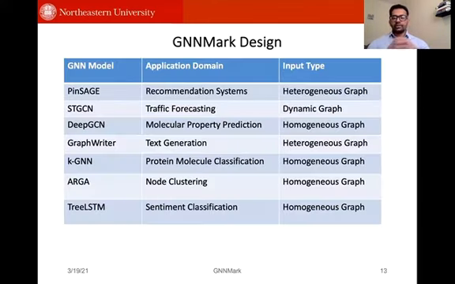Based on these principles or criteria, we have curated our suite from open source implementations of different GNNs. These are the applications that are currently part of our suite, and we are continuously investigating what more applications to add as well. One of the important things is that we also added multi-GPU support to these models, because we want to study the scalability aspects of these models. I won't go into details about the models here, but you can find more details in the paper.